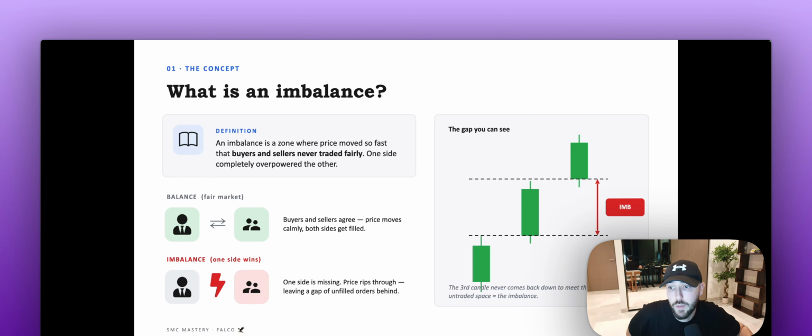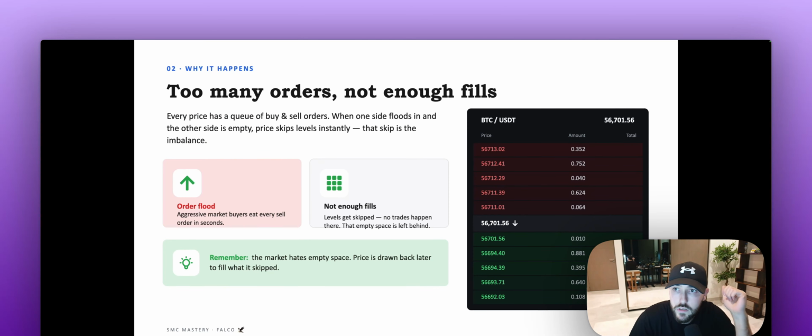A balance is a fair market between buyers and sellers, meaning that the price is moving calmly and you can see that both of the sides of orders get filled. You got some buyers, they enter, you got some sellers, they enter. There's the same pressure, there's the same power. Imbalance is basically when you have all the orders going in one side and there's no one on the other side. And the gap between those two is called an imbalance. And it's very useful, and you'll see why, because the price is attracted to those after a significant imbalance is created. So too many orders, not enough fills.